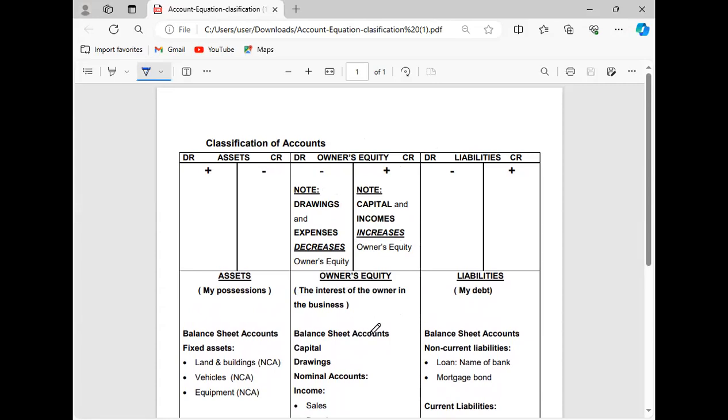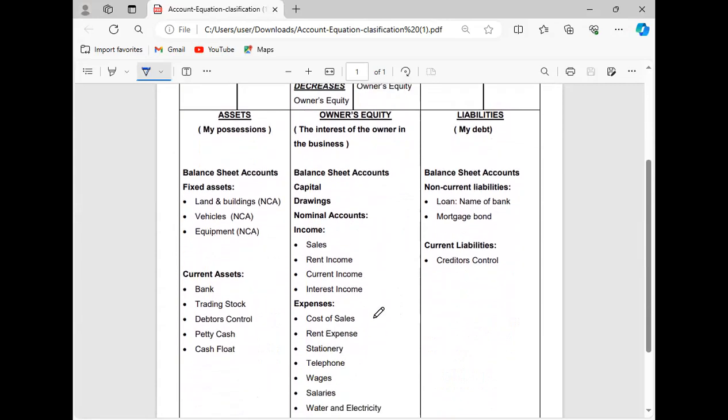So let's take a look at all the incomes that we have. The first income is regarded as capital, and drawings are going to be our expense. Capital will always be our income, because it is the money coming into the business. And then we are going to have nominal accounts.